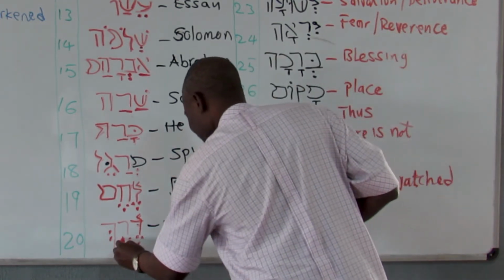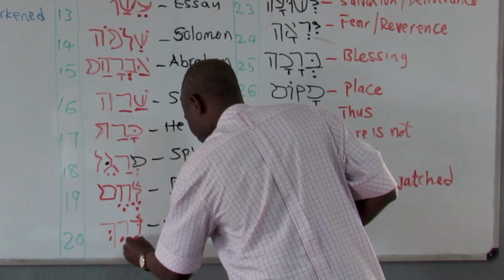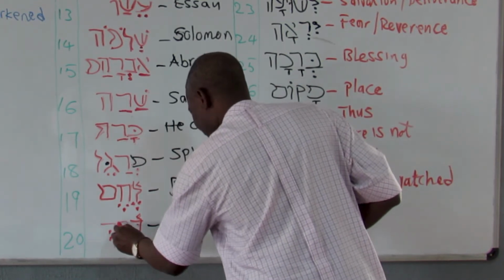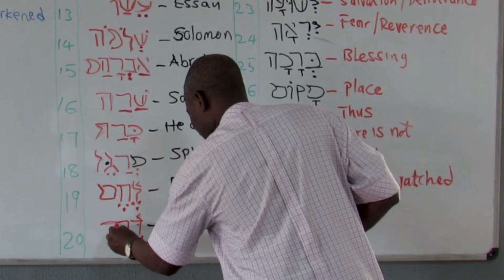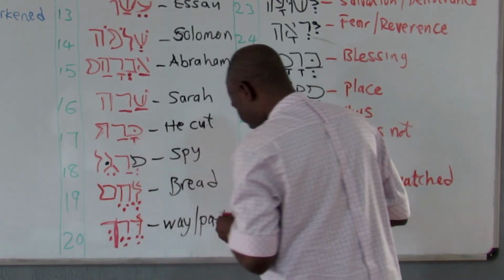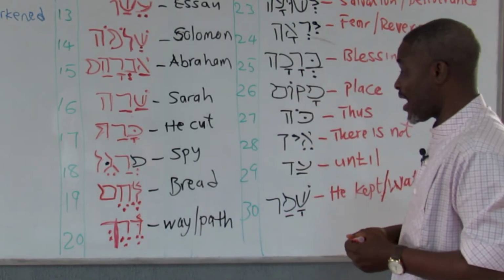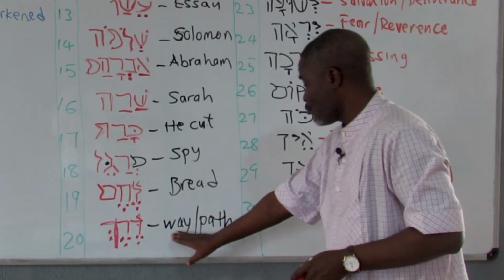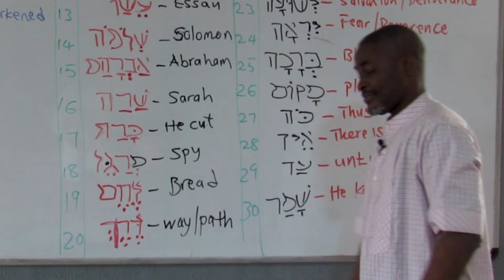Then next you have derek, which means way or path. Now you have an author called Derek Prime. Derek means way or path.